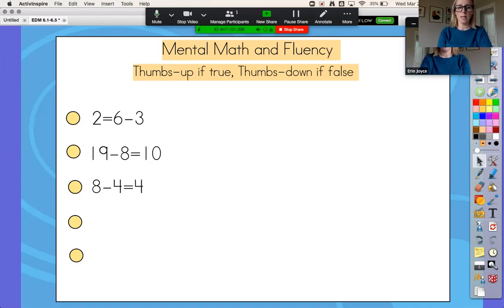Here's another one. Ask yourself, is this true? Is this false? It says 8 minus 4 equals 4. Or 8 take away 4 equals 4. Is that the same thing?